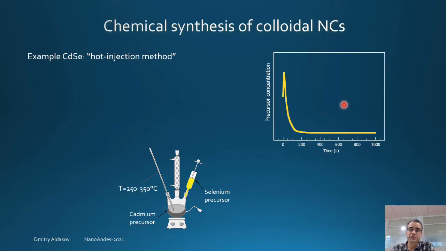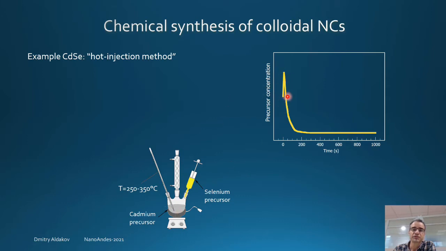In chemical synthesis of colloidal nanocrystals, or quantum dots as we can call them, one of the most common is called a hot injection method. In this case, if we take as an example cadmium selenide, we put cadmium precursor in the solution, we heat it and we inject the selenium precursor very rapidly.